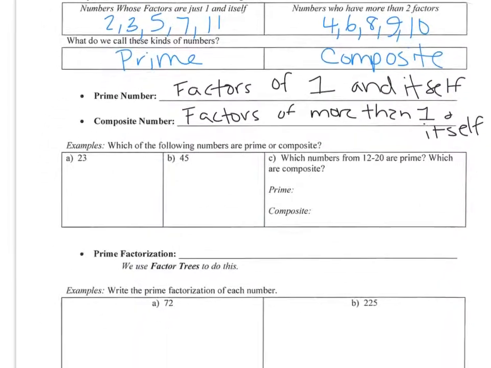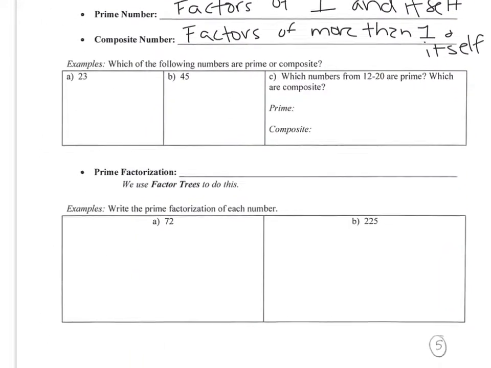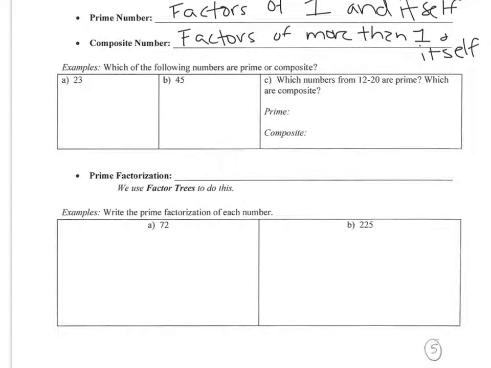So down here, which of the following numbers are prime or composite? If I make a factor tree, 1, 2 doesn't go into 23, 3 doesn't go into 23, 4, no, 5, no, 6, no, 7, no, 8, 9, 10, 11, 12, no. So it's just 1 and 23. So that means that this number is prime.